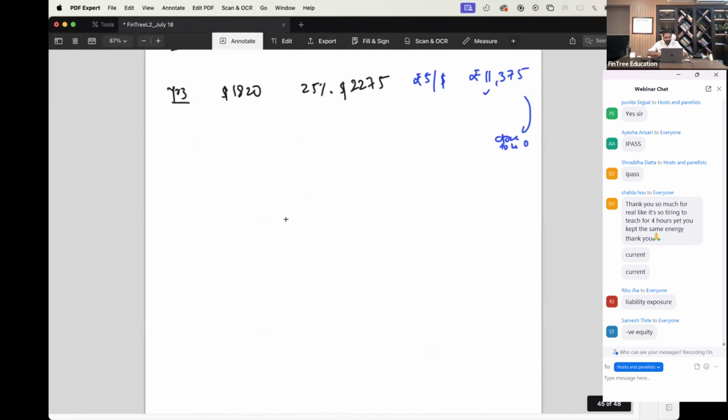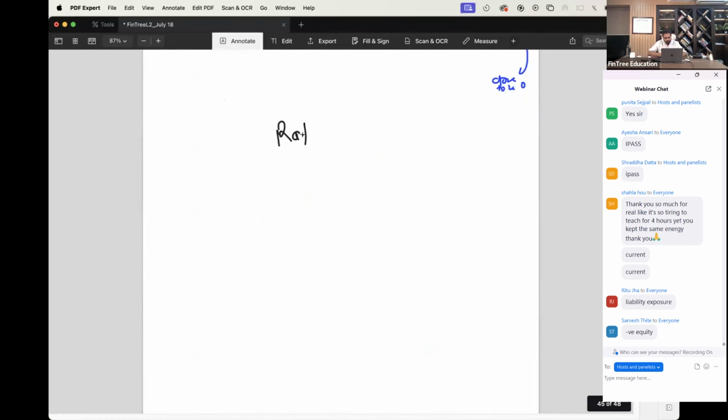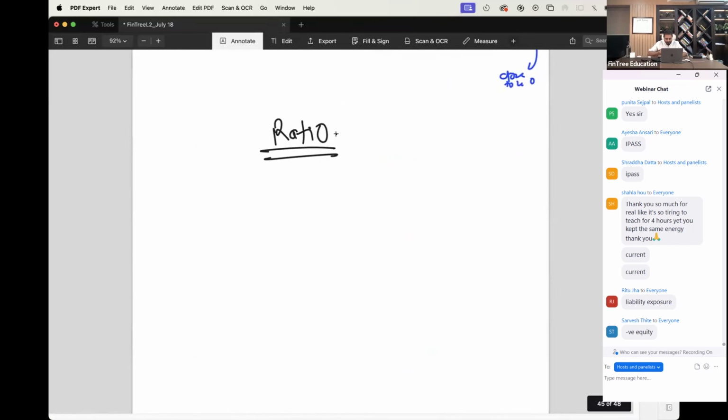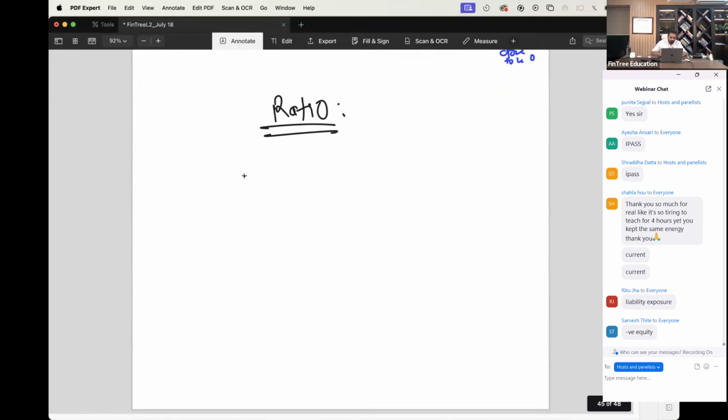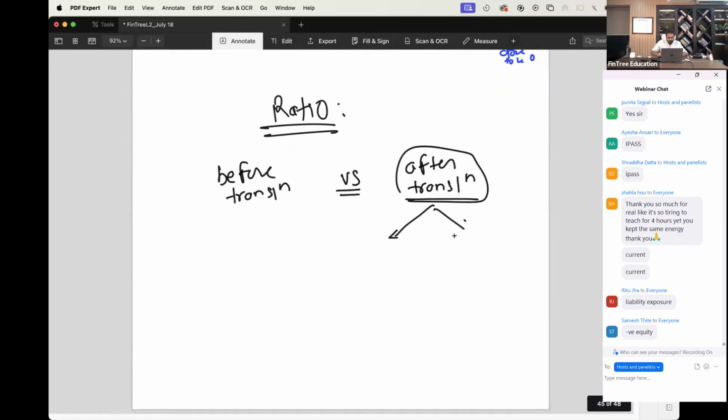And that's it. And then finally, we have ratios, for which I have a very simple trick for you. I know most of you are tired, but I'll still write it down. You will have two types of question. You will have before translation ratios versus after translation. Now, after translation, again, we'll have two scenarios: translation using temporal method, translation using current method.